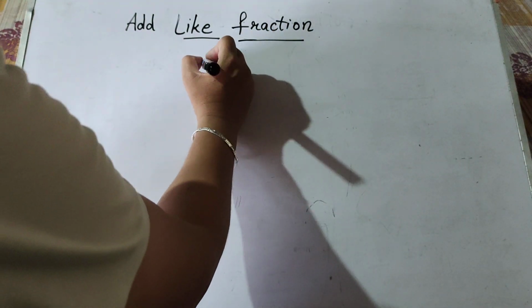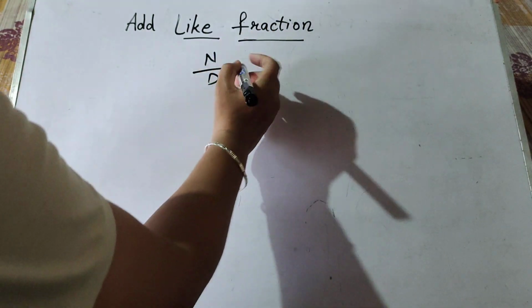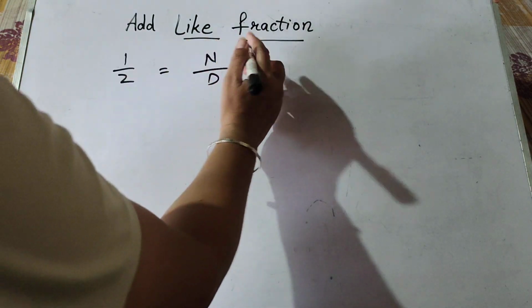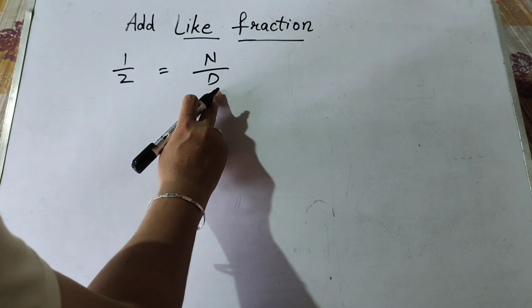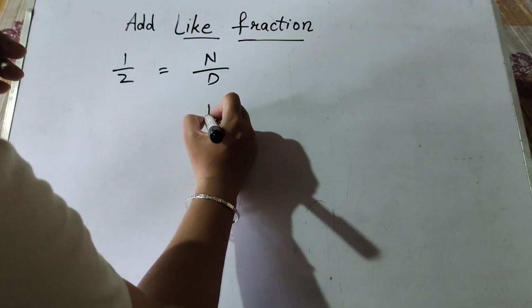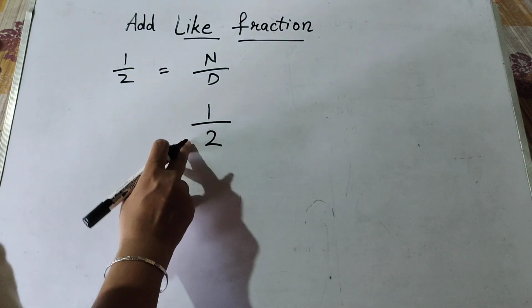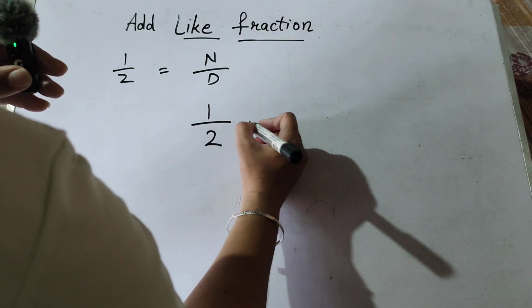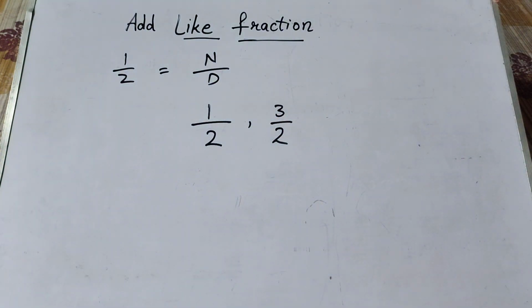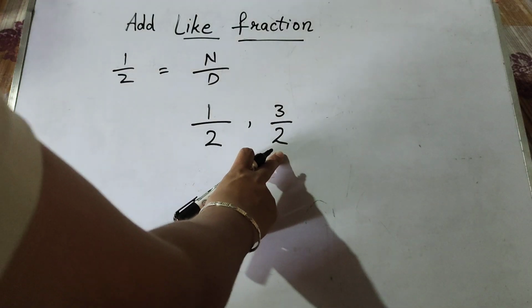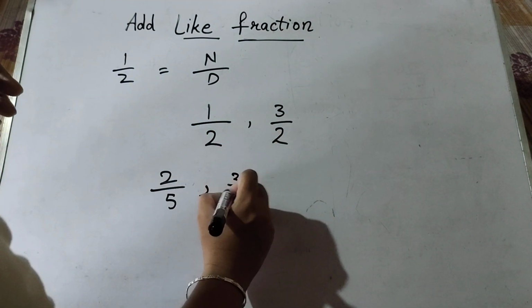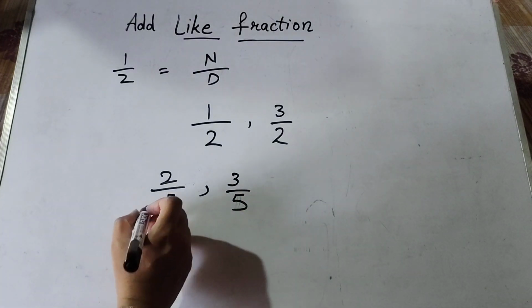A fraction is made from a numerator and a denominator. 1 over 2 is a fraction, so 1 is the numerator and 2 is the denominator. Now, what is a like fraction? Like fractions are those fractions whose denominators are equal. 1 over 2 and 3 over 2 are two like fractions, their denominators are equal. Let me take one more example. 2 over 5 and 3 over 5, both are like fractions.